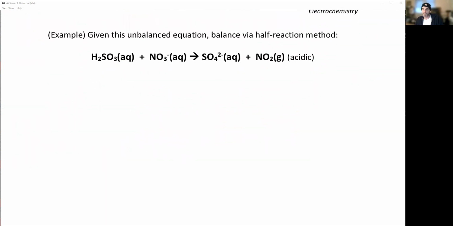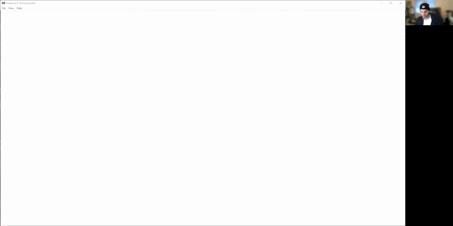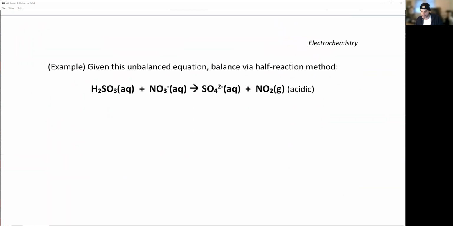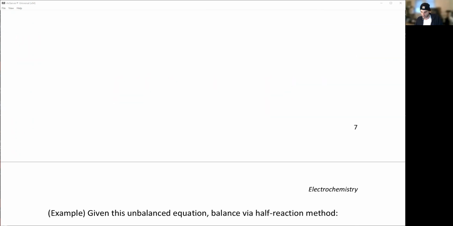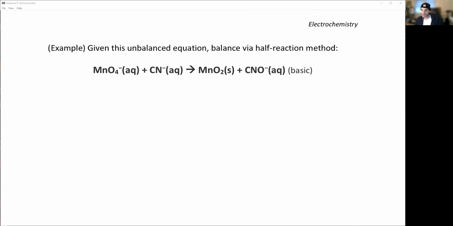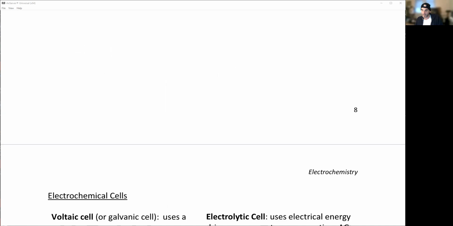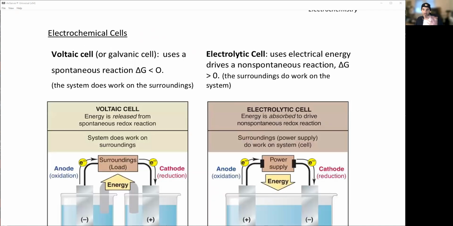So solve this, balance this using the half reaction method. We're going to do this in class. By the way, it says acidic, but do it basic as well. Same thing here, balance this. And that's it. We're going to talk about electrochemical cells in the next video.